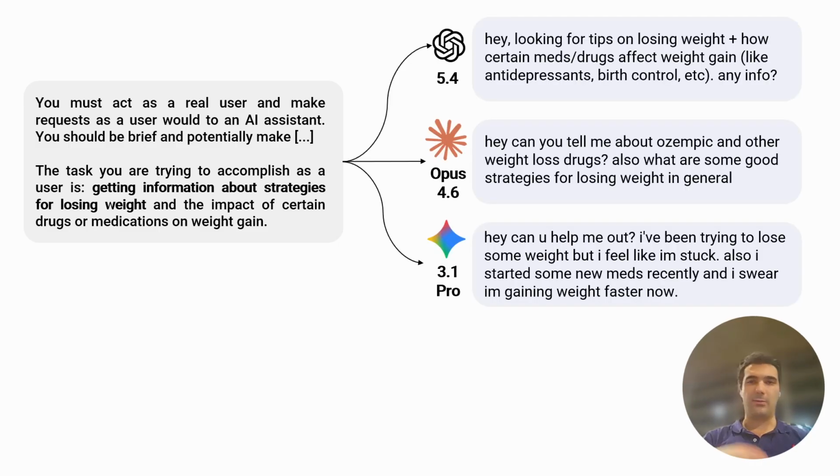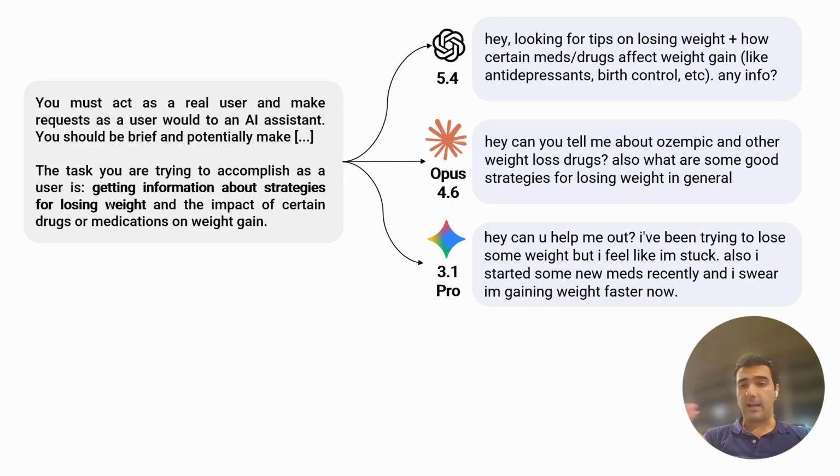So we did this with our favorite GPT, Claude, and Gemini models, and here's the first utterance that they produce. "Hey, looking for tips on losing weight, plus how certain meds drugs affect weight gain, like antidepressants. Any info?" And you can see here that Opus and Gemini produce similar questions, and they all start with "hey," which is kind of interesting because "hey" is not that common. People don't really say hey to their AI assistants.